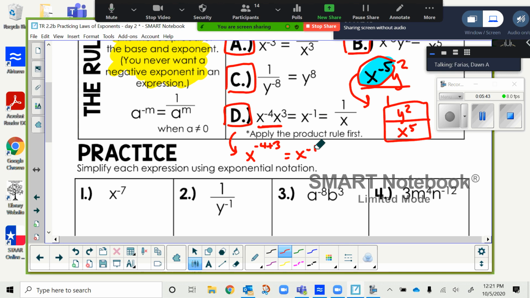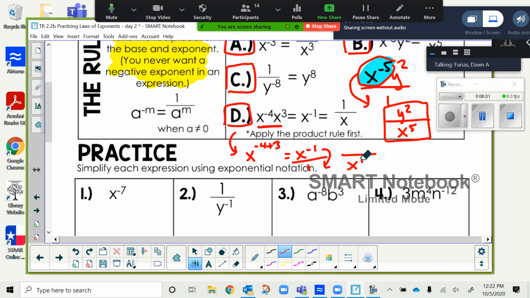After you do that, now you apply the negative exponent rule. It's really x to the negative 1 over 1. So you're going to push that base to the bottom, change its exponent to a positive number.